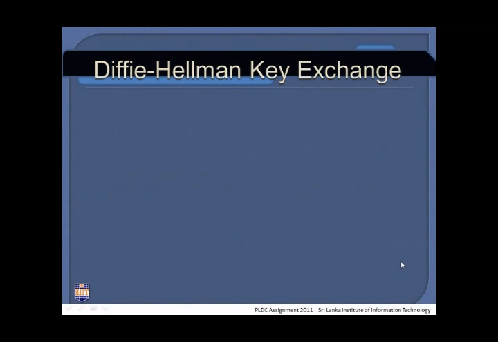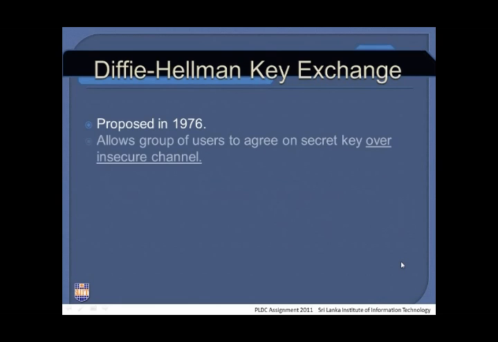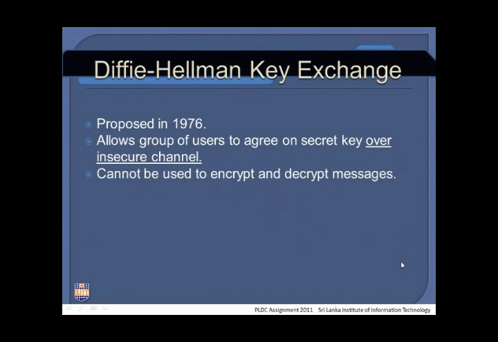Now let us discuss Diffie-Hellman key exchange. Diffie-Hellman key exchange was primarily used for sharing a key between two parties, but not using RSA. This method was proposed in 1976. This does not use encryption or decryption and allows a group of users to agree on a secret key over an insecure channel. In this method, the key is generated by using some numbers.